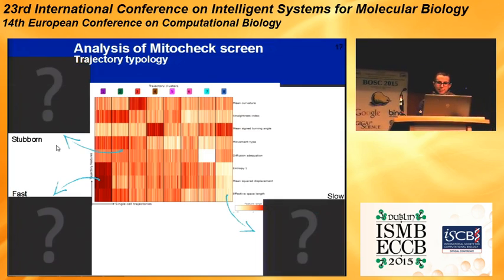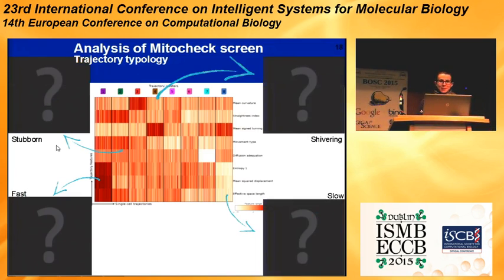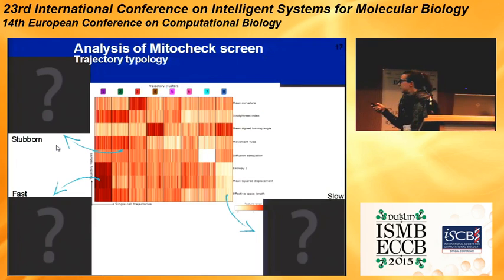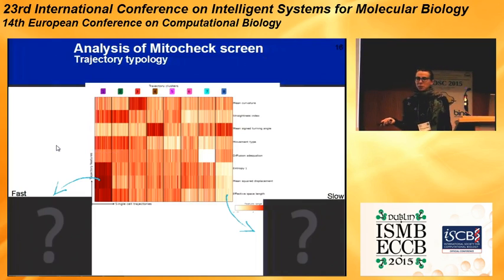Oh, sorry. So anyway, let's just look at the heat map. That's just because I couldn't use my computer either.